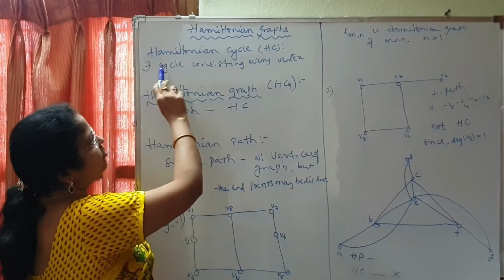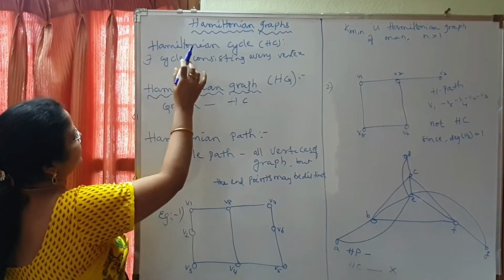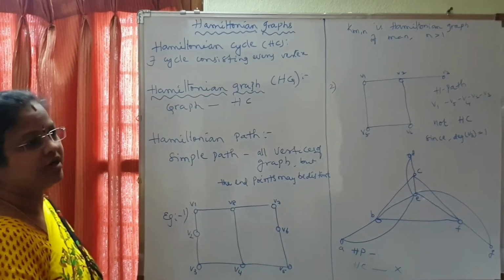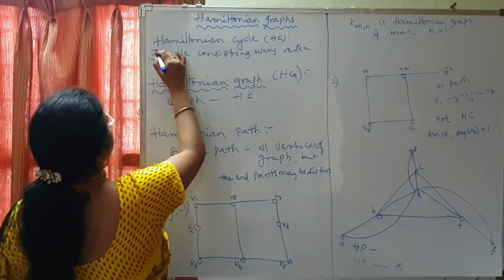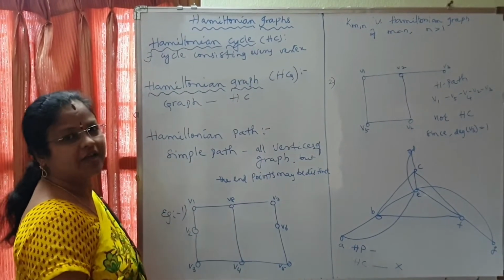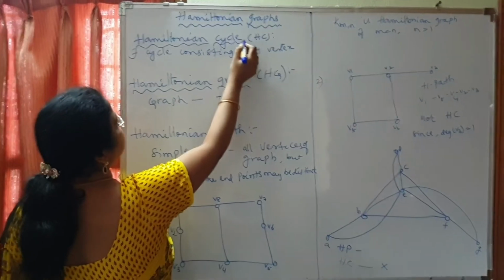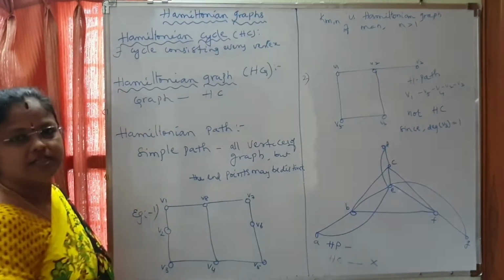Now I am telling you about the Hamiltonian graphs. First I am going to give you the basic definitions related to Hamiltonian graphs. First one is Hamiltonian cycle. Already we know the definition of a cycle. A graph is said to be a cycle if its initial vertex and terminal vertex are the same. Then we call that a cycle.